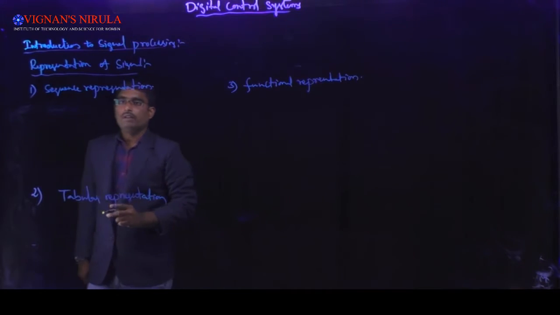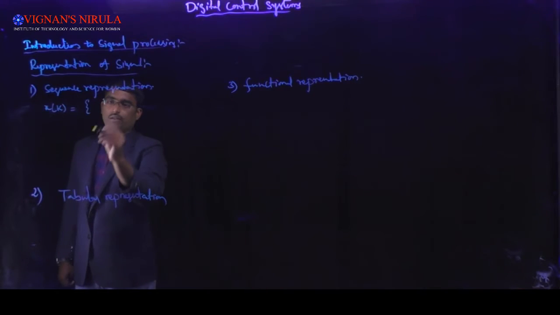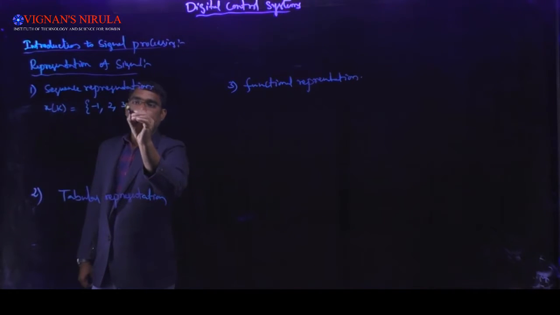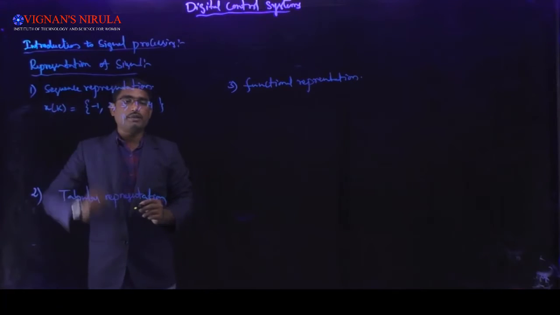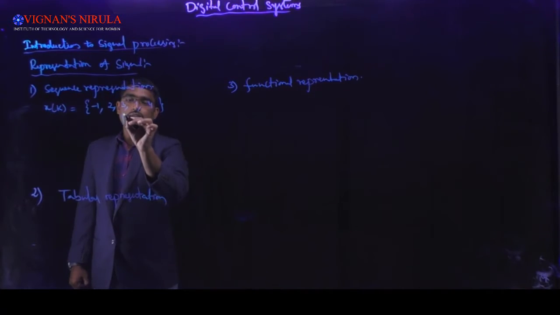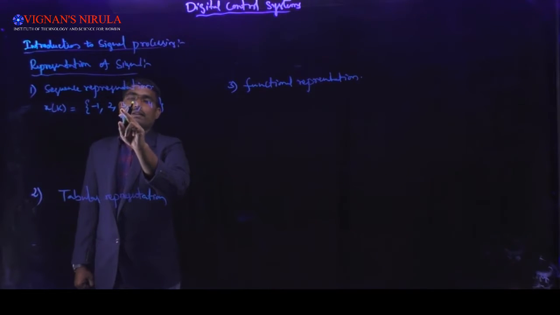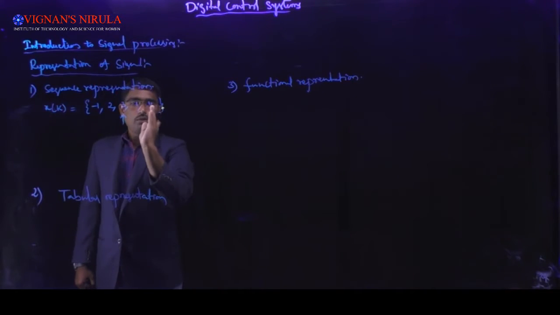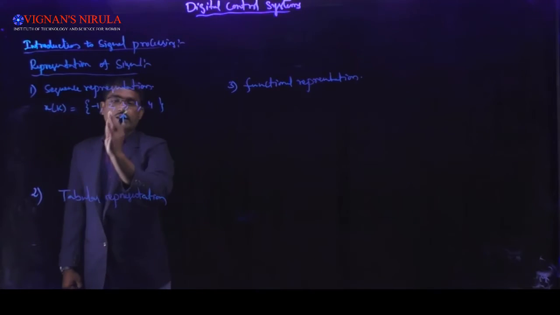See here. Sequence representation means, let us take as example x of k equals -1, 2, 3, 1, 4. Here I am placing some mark. This mark indicates this is a discrete time signal, and the instant of k equals 0. At k equals 0, x of k is 3. To the right side of this mark are the positive instants of time, and to the left side are the negative instants of time.